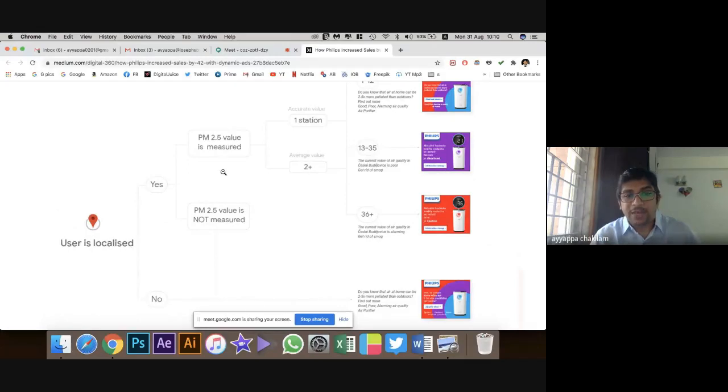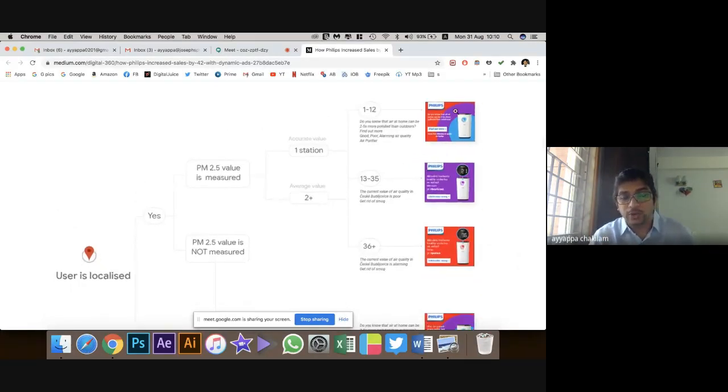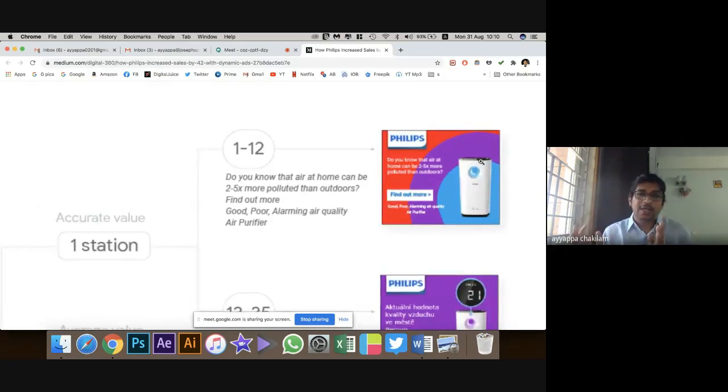So the PM value, the statutory PM value that is there, is 1 to 12. If that particular locality has a lower value, which means cleaner air, then how do you target that particular customer? For example, let's take the case of rural areas. In rural areas, there's not much pollution. But how do you advertise an air purifier to them? How do you sell the air purifier to them? You cannot say there's a lot of pollution.